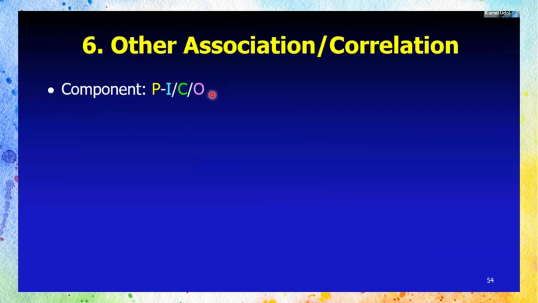And the last one is the basket, for any research question that cannot be categorized in the previous 5 categories. It will fit in this last category. Components will be P and I or C or O. There might be just 1 or 2 or 3 components here.